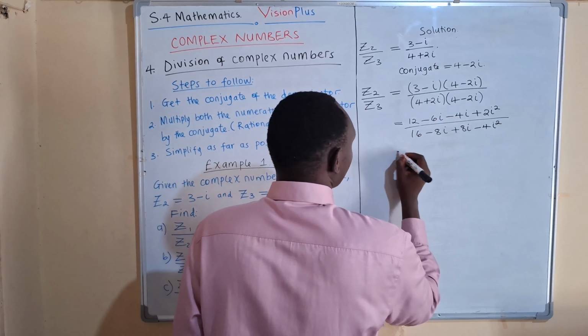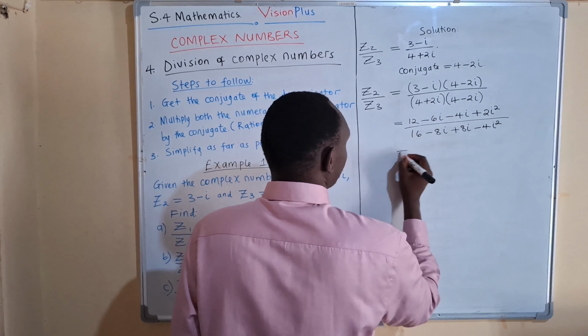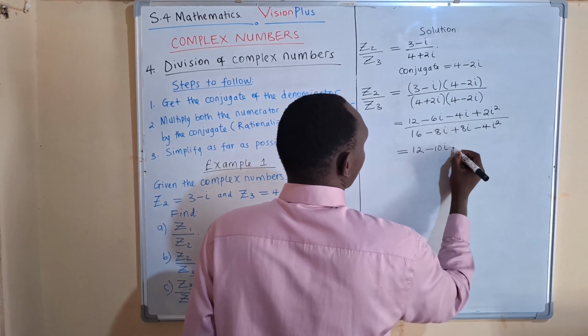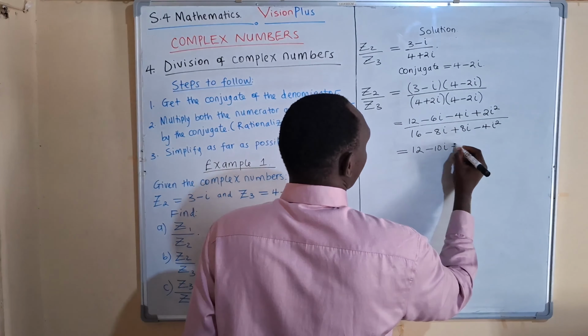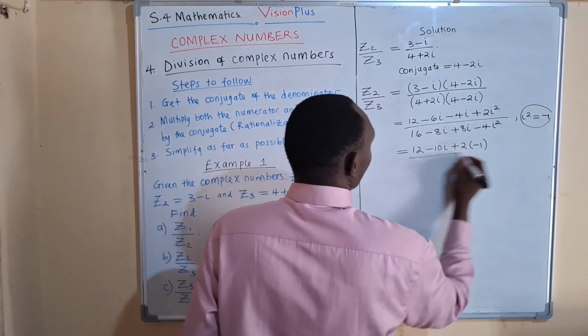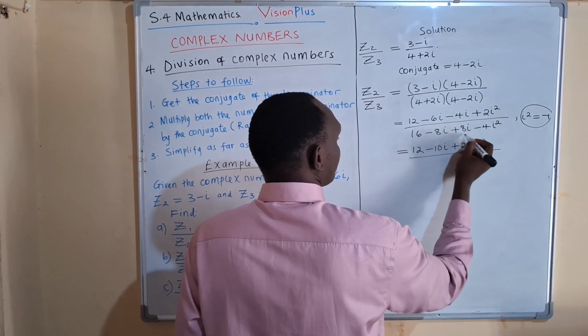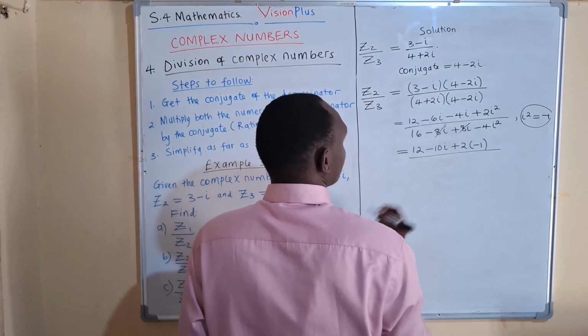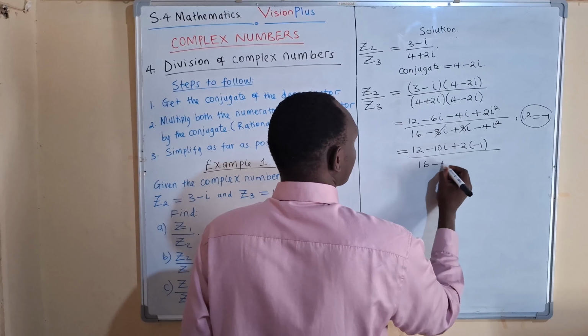Then we go on and simplify. Here we shall have 12. Negative 6i minus 4i is negative 10i. And then plus 2 times i squared, which is negative 1. Very important. And then over, negative 8i plus 8i is 0. It disappears. So here we shall have 16 minus 4.